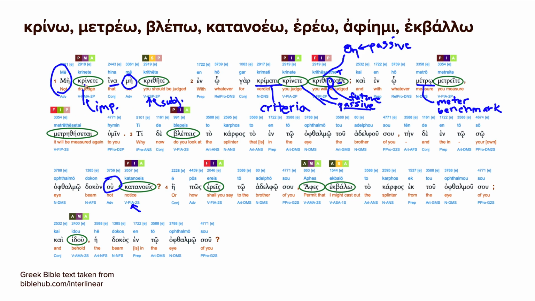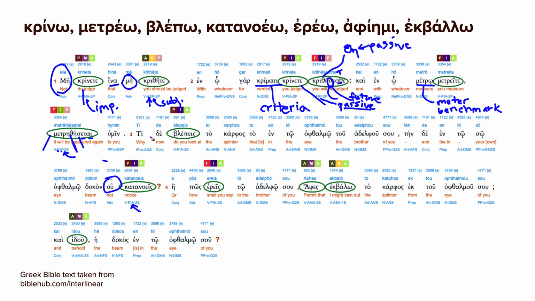So metrethesetai, a few things here. That theta indicates passive, which it is. This sigma here indicates future, which it is. And then etai is a third person singular kind of sign, and we'll talk about that later. We did mention it in a few earlier verses, but etai is usually a third person singular ending for verbs. So it will be measured. We're not talking about you being measured, but your benchmark will be used to measure you. So that's why it's third person singular and not second person. It's the benchmark that will be used to measure.